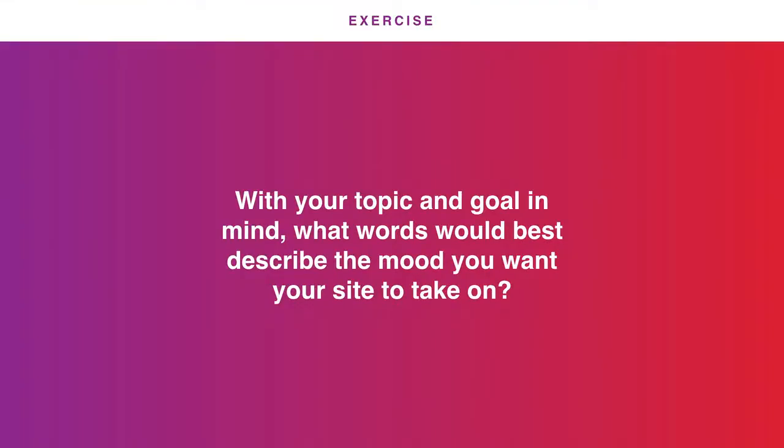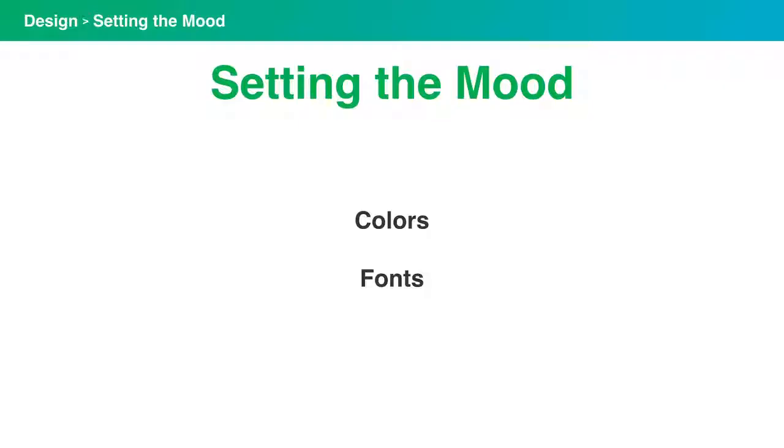Now it's time for you to think about the mood of your website. With your topic and goal in mind, what words would best describe the mood you want your site to take on? So now that you have words to describe the mood of your website, how do you communicate that mood? Color and fonts are just a few of the ways that can help communicate the mood.